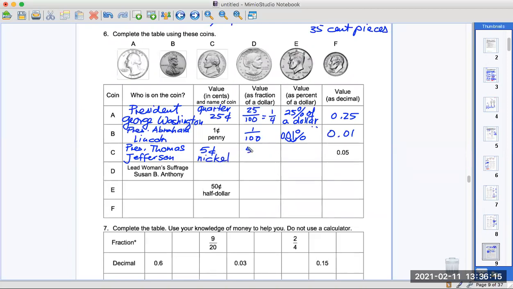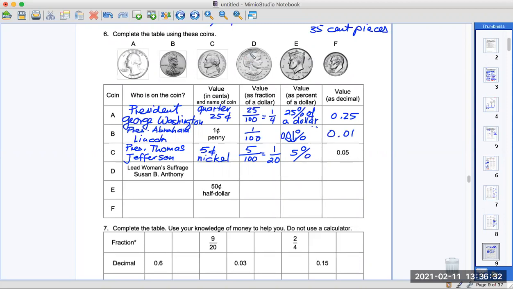Okay, so it's 5 out of 100, which is the same as 1 out of 20. And as a percent, it is 5% of a dollar, and you write it as 0.05.